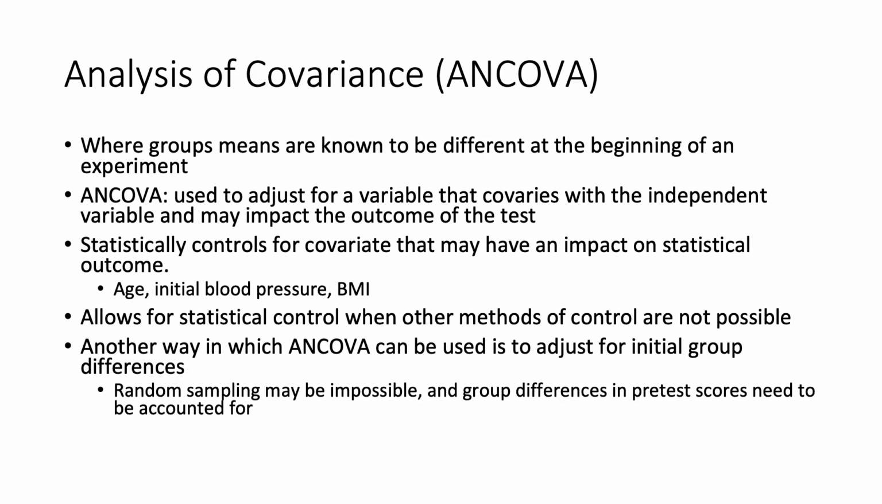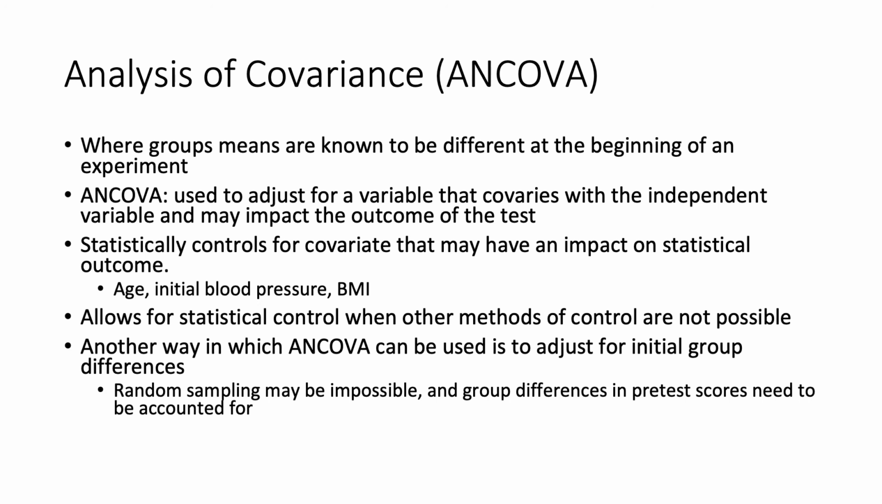The last thing we'll talk about and the final type of ANOVA we'll discuss is the analysis of covariance, or ANCOVA. ANCOVA is used to adjust for a variable that covaries with the independent variable and may impact the outcome of the test. This is usually performed where group means are known to be different at the beginning of an experiment. A variable termed a covariate has an impact on the values of a dependent measure and can impact the results of the analysis. ANCOVA statistically controls for a covariate that may have an impact on the statistical outcome. Some examples are age, initial blood pressure, and BMI.